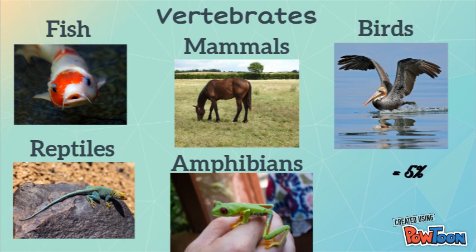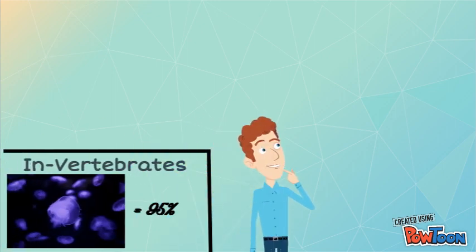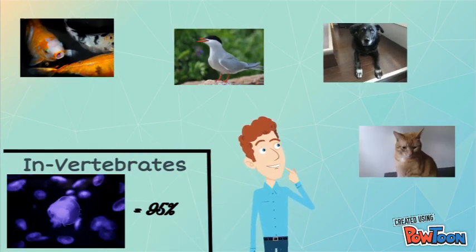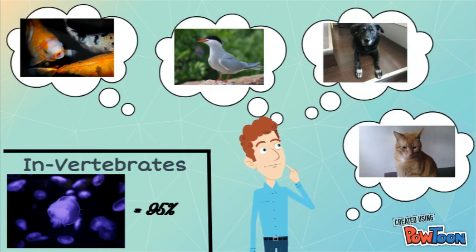Vertebrates only make up about 5% of animals on this planet. But since we are surrounded by these types of animals all day, such as our cats and dogs that we live with at home, it's probably the first animal you think of when I ask you to just name a random animal.